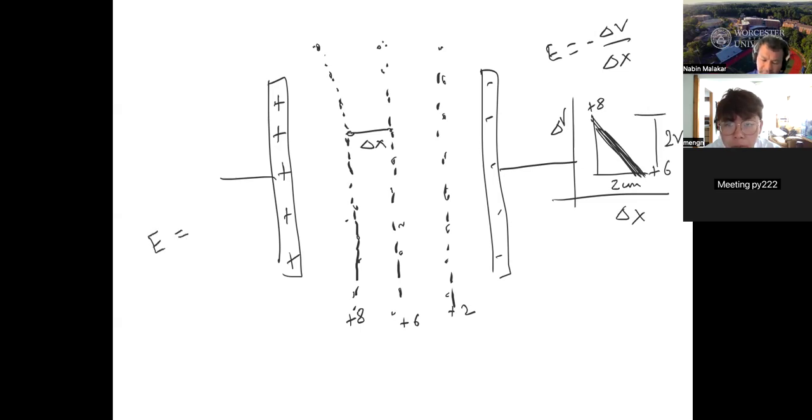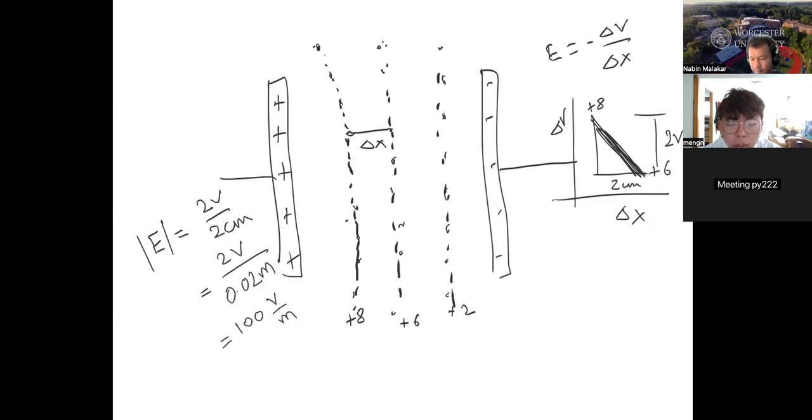The magnitude, for example, over here would be 2 volt change per 2 centimeter, right? The 2 centimeter is 2 volt divided by 0.02 meter, and that's like 100 volt per meter, right?